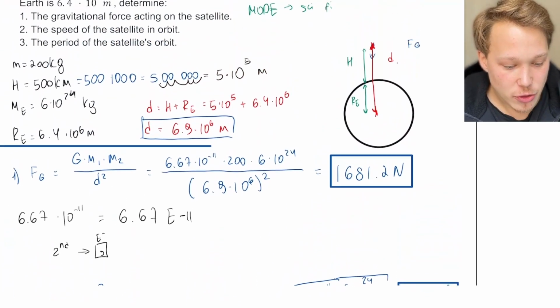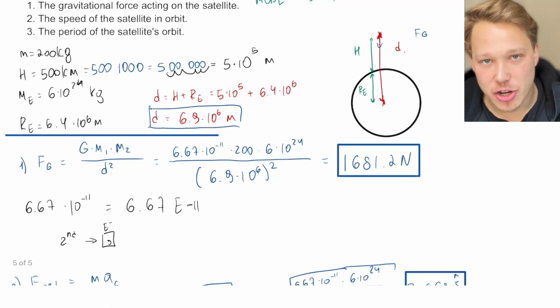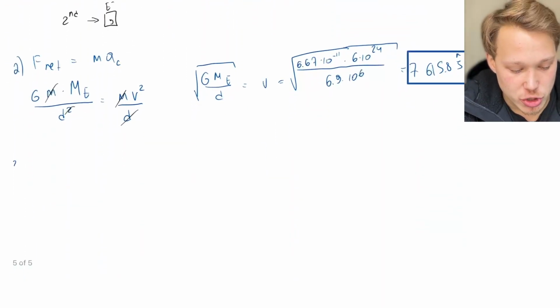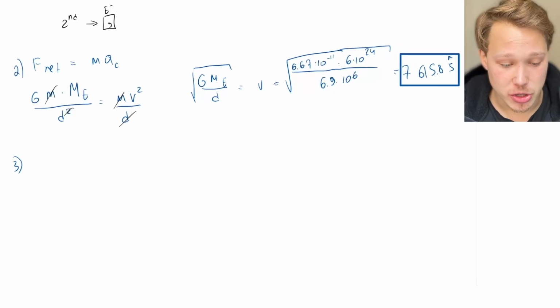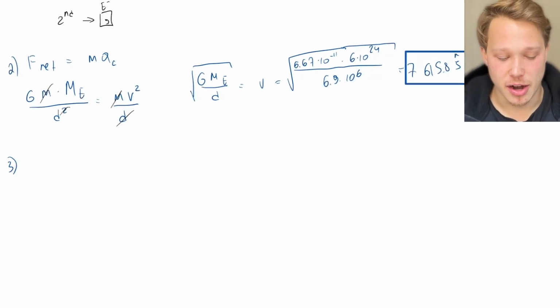Okay, so now that we did the speed of the satellite in orbit, just one last part is the period of the satellite's orbit. If you remember our unit on circular motion, and if you don't, I would advise you maybe watch it again to review it, because the gravitational force and the circular motion are quite linked in a lot of the problems.